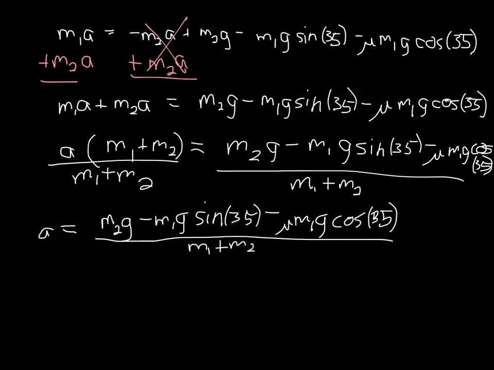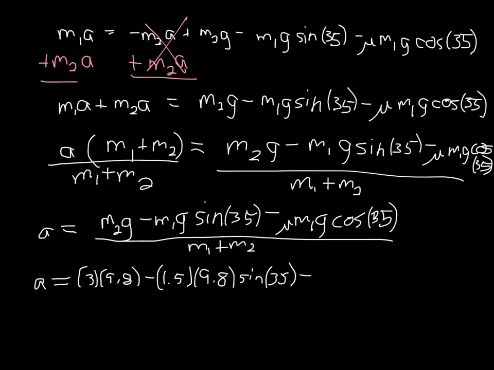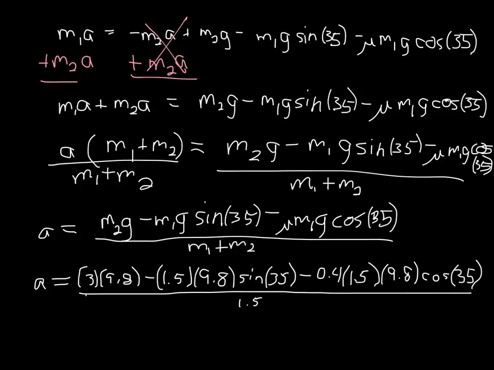And now I can just plug in my numbers. So my acceleration, when I plug in numbers, for mass 2, I have 3 kilograms times g, which is 9.8 meters per second squared, minus m1, which is 1.5 kilograms, times g, which is still 9.8, times sine of 35 degrees, minus my mu, which is 0.4, times m1, which is 1.5, times g, which is 9.8, times cosine of 35, all divided by m1 plus m2, which is 1.5 plus 3.0. And when you plug all of this into your calculator, you will find the acceleration is equal to 3.6 meters per second squared. And that's your final answer.